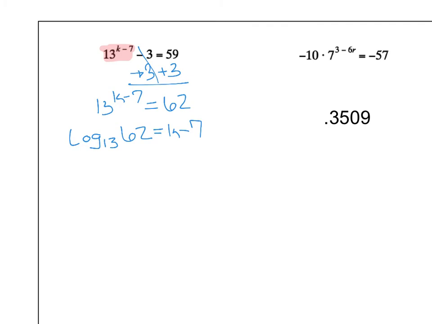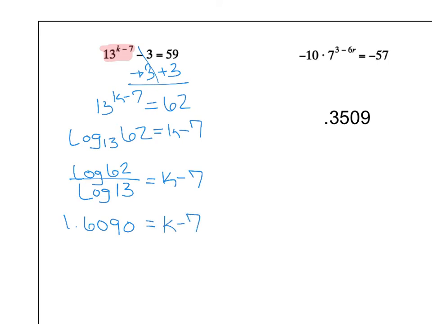We're going to use the same process, the same steps we took in the last problems. We're going to rewrite this in the change of base formula. So I have log 62 over log 13 equals, and the right side stays the same, k minus 7. All right, so what we're doing here is we're going to actually calculate this out. So we have log 62 divided by log 13, and that'll give me 1.6090, and that's still equal to k minus 7.